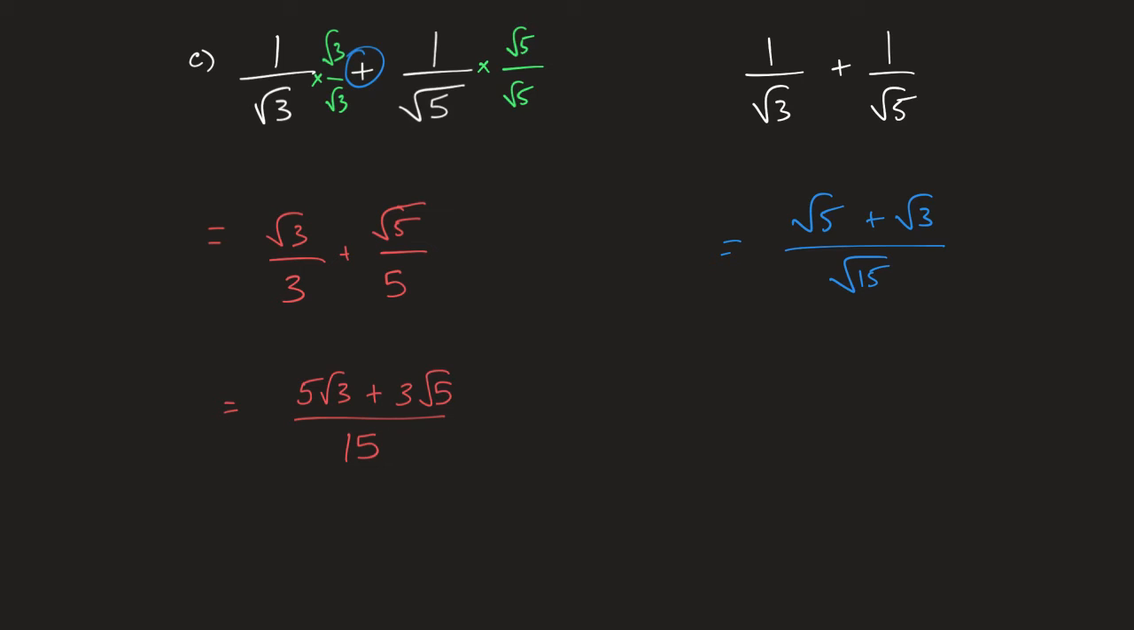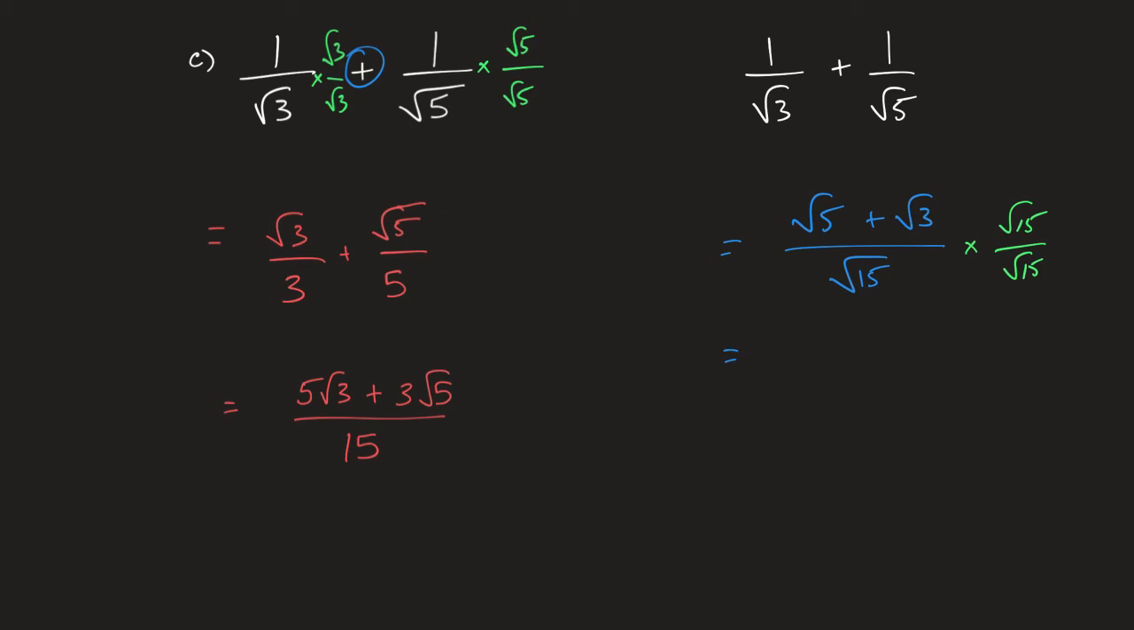My focus was the addition first, and I just dealt with the addition. But I look at the outcome and I notice that, oh, now I've got a radical on my bottom, so I need to rationalize that. So that means I need to multiply by root 15 over root 15.